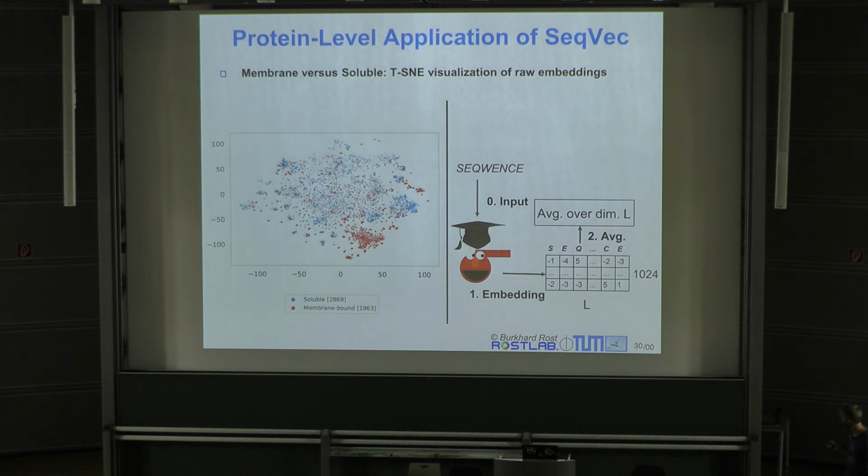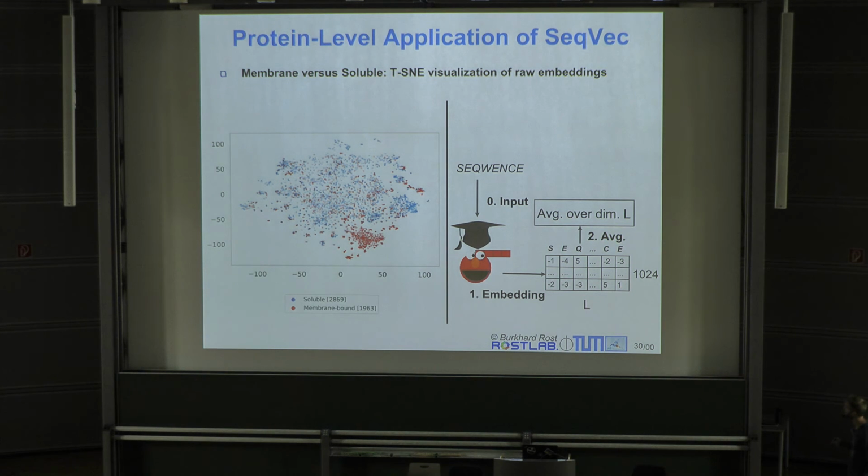And then we basically just represented the resulting 1024 vector. So every protein was now represented by a fixed size vector, and this fixed size vector was now broken down into 2 dimensions using the t-SNE dimensionality reduction.